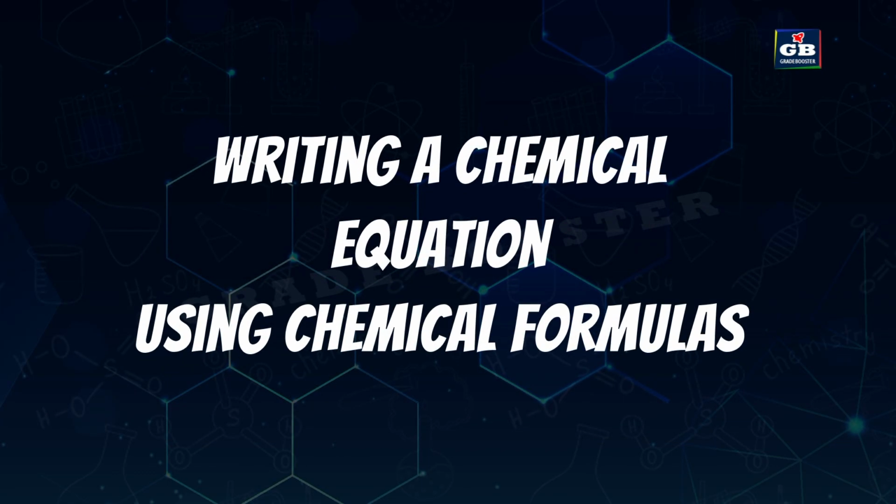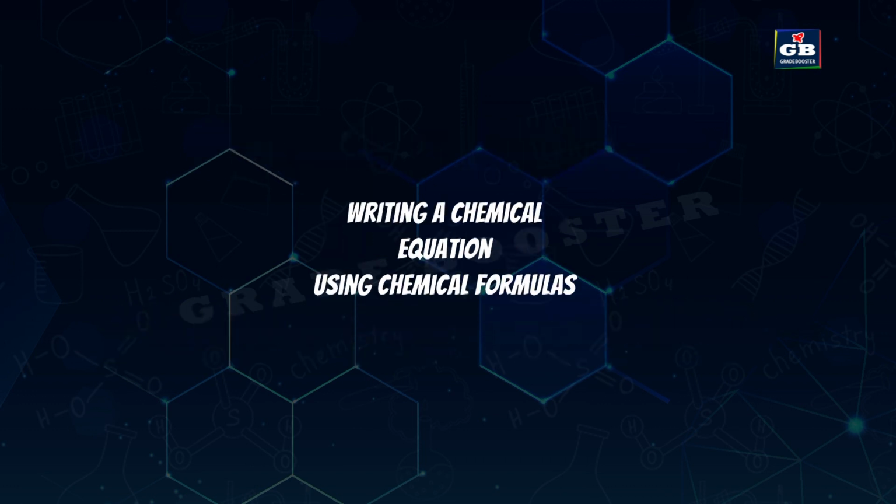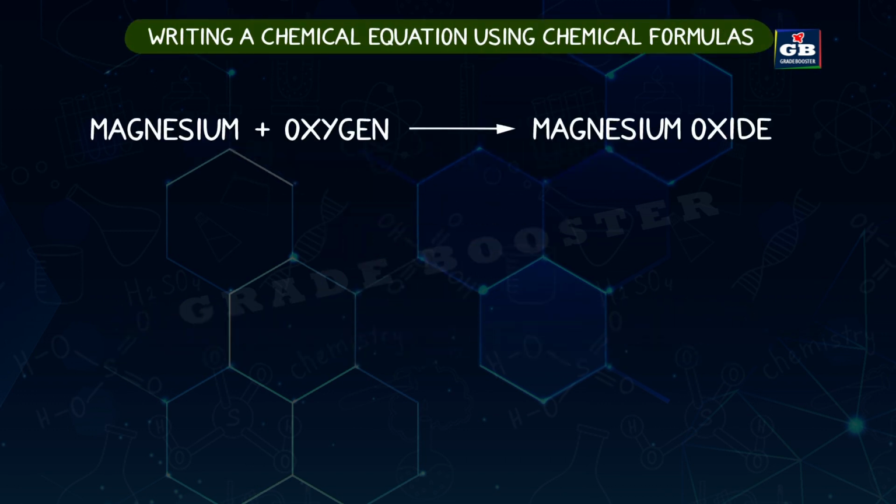Writing a chemical equation using chemical formulas. Magnesium plus oxygen gives rise to magnesium oxide. Let us write this equation using chemical formulas. Mg for magnesium and O2 for oxygen. Mg plus O2 gives rise to MgO.